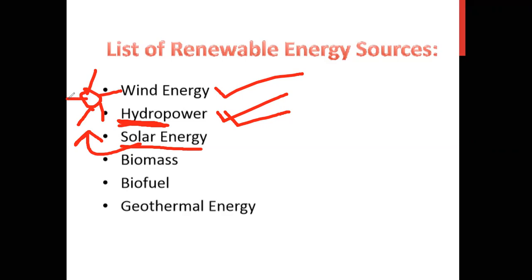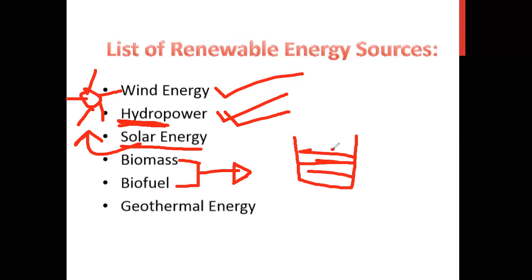The fourth and fifth are biomass and biofuel. These are very common in Bangladesh. We take the household waste and the dung of chickens or cows and put it in a big hole, and we make the fermentation process. From there, a gas is extracted that is known as methane gas, CH4. Using that gas, we harness the energy. So these two are known as the biomass process.